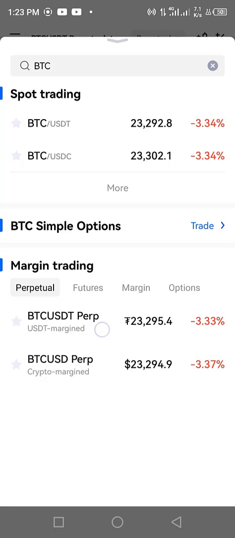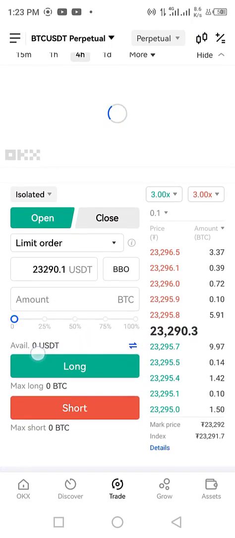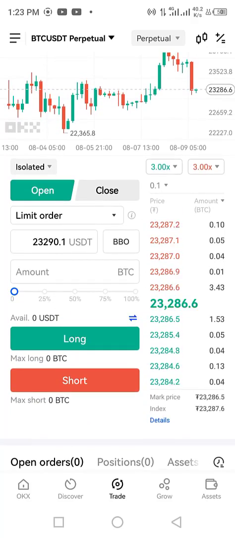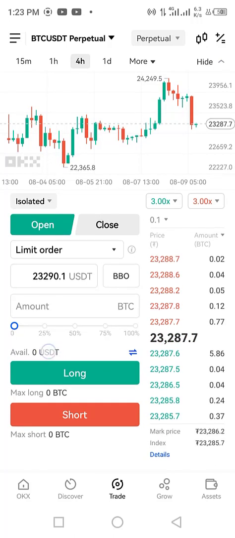If I click on the one that has USDT, and you look at this area where you have the available balance in USDT, that means for you to place a trade on this contract, BTC USDT perpetual, you have to have USDT in this account. Then you can buy or sell, or place a long or short position on this contract, and I'm going to show you how to do that step by step. So follow the video till the end.